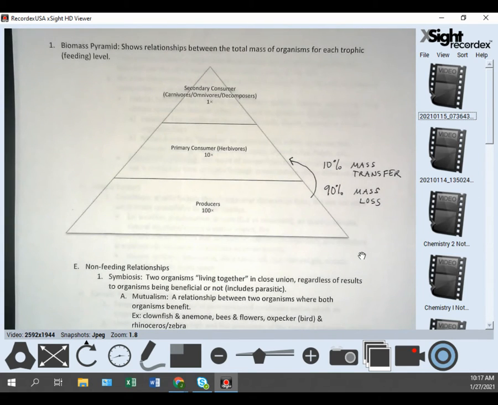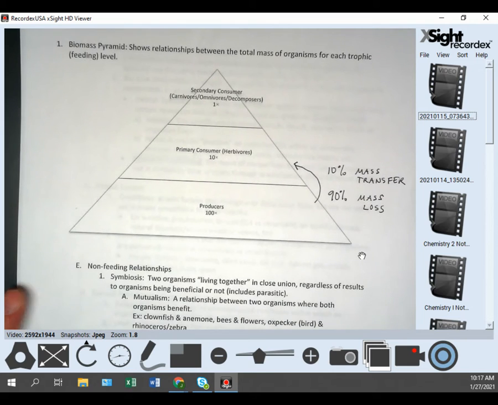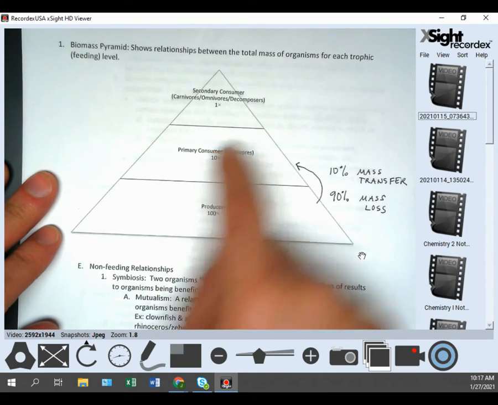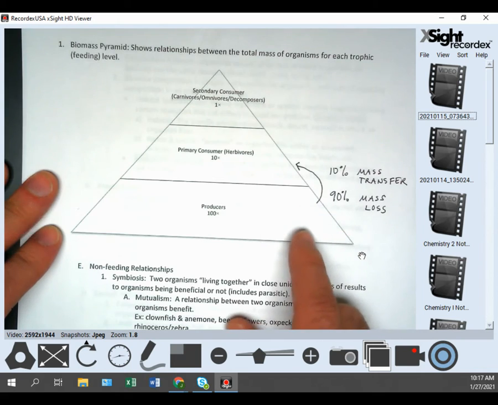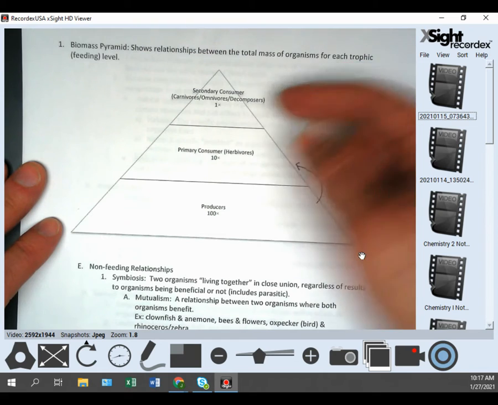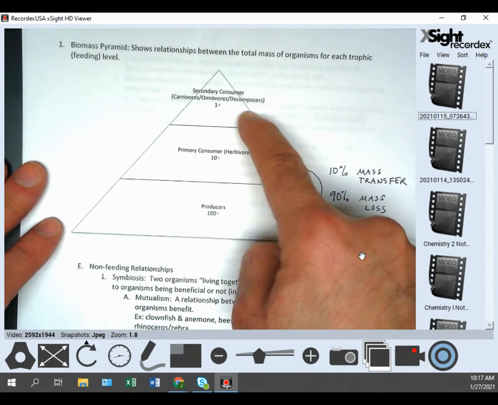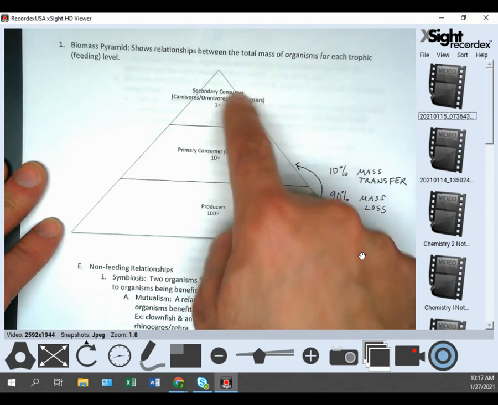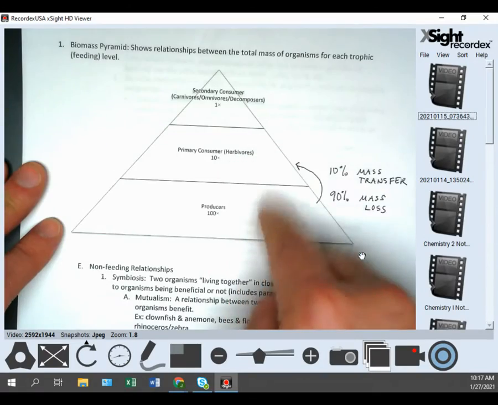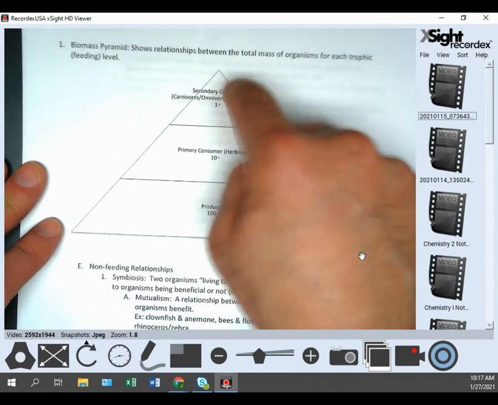Okay. So, as you can see, I've got the 100 times, 10 times, and 1 time. This is the mass relationship between the levels. In other words, if we look at a secondary consumer, there would be 10 times as much mass for the primary consumers as there are for the secondary. And then there's 10 times the primary, or 100 times the secondary, of the producers.